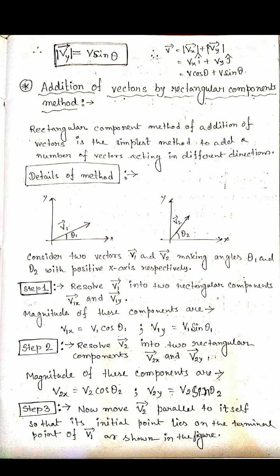The next topic is addition of vectors by the rectangular component method. Rectangular components, we already discussed, x and y. The rectangular component method of addition of vectors is the simplest method to add a number of vectors acting in different directions, because the resolution of vectors is just the opposite of the process of vector addition. It does not mean that it has to start from the origin in any direction. We can resolve the given vector.